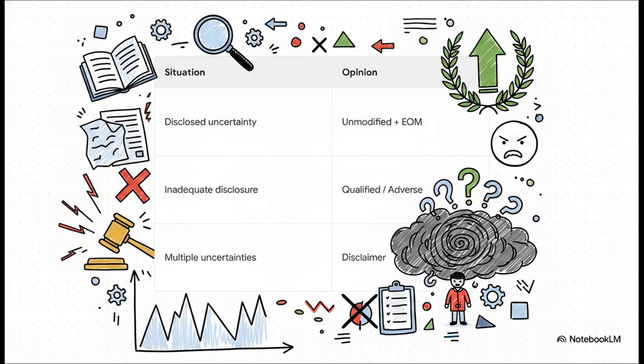If the company is facing a material uncertainty, but management has been totally transparent and adequately disclosed it in the notes, you give an unmodified opinion, but add an emphasis of matter paragraph to point the user directly to that note. However, if management tries to hide the crisis with inadequate disclosure, you've got to hit them with a qualified or an adverse opinion. And if there are multiple, massive uncertainties everywhere, you just issue a disclaimer of opinion.